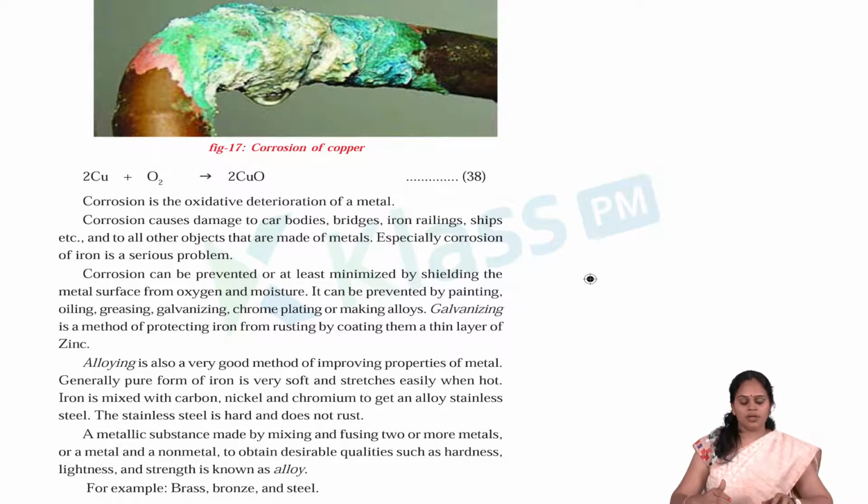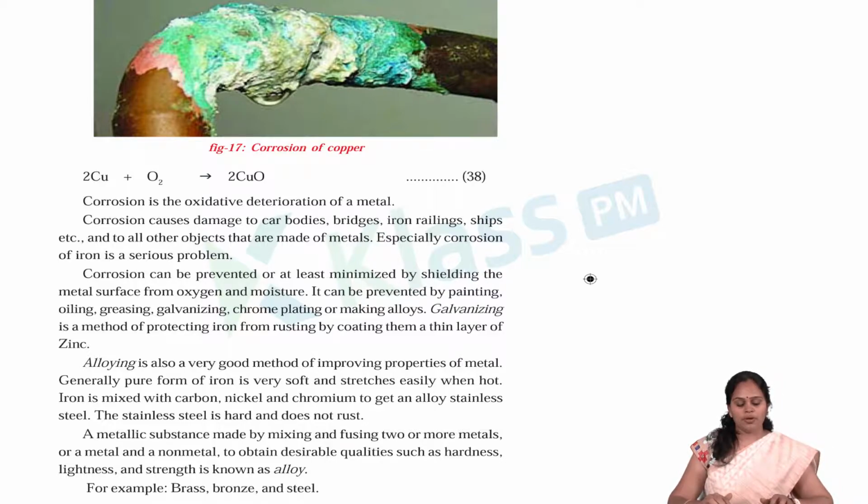If you see this figure, you can observe that the silver spoon becomes color shaded. That is tarnishing, because of oxidation. 4Ag plus 2H2S plus O2 gives 2Ag2S plus 2H2O. Ag2S gives the black color.